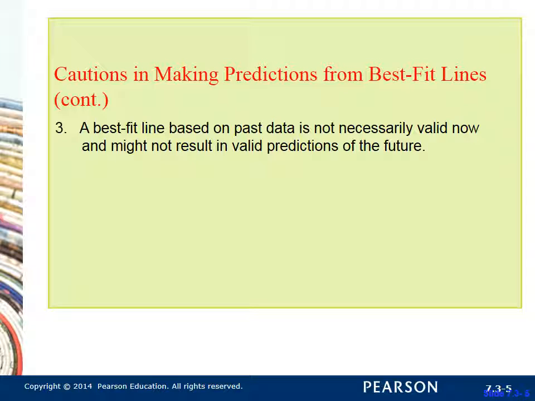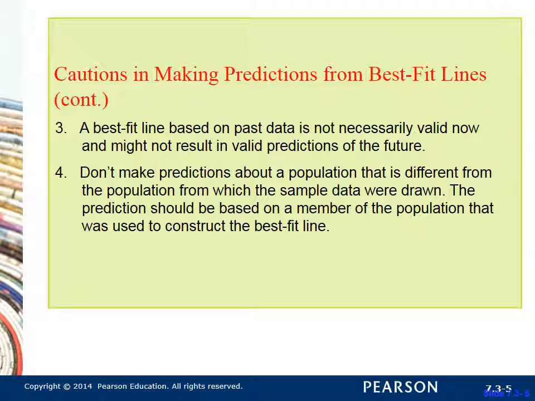That takes us to our third point. A best fit line based on past data or historical data is not necessarily valid now and might not result in valid predictions of the future. So if you're looking at things from 20 years ago, you can't really use them to predict into the future or currently. It has to be fairly within the current time frame.